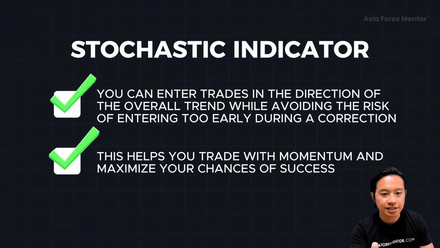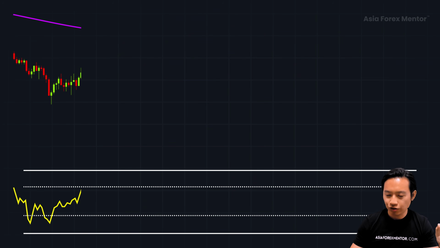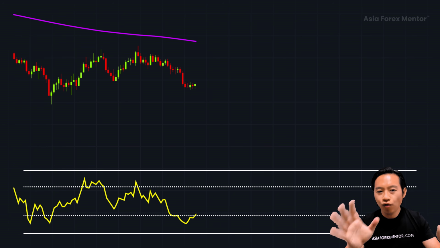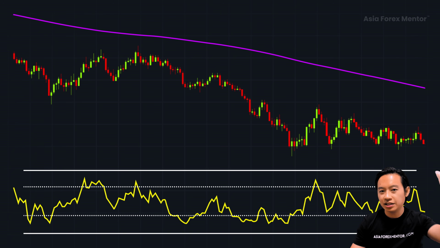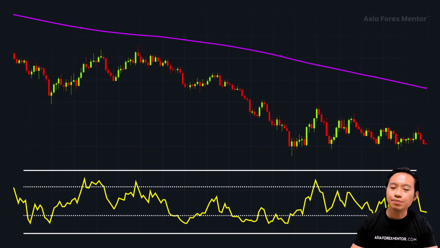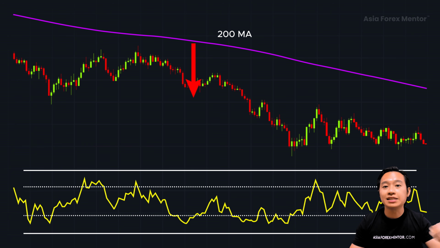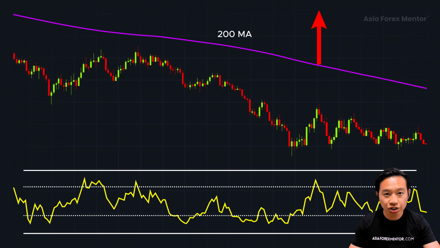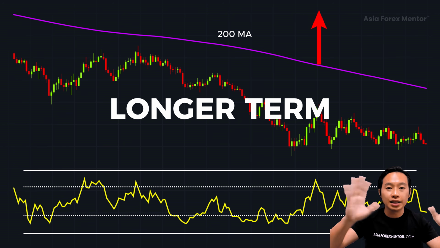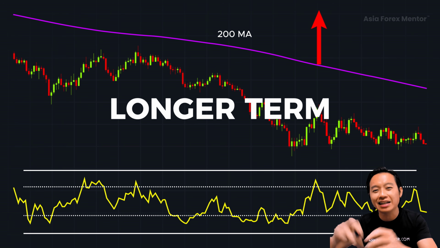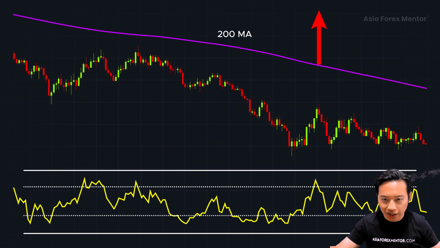So here, take a look at this example. The market is in a downtrend. Why? The overall long-term trend is down because, if you see this line over here, price is below the 200 period moving average. On the other hand, if price is above the 200 moving average, you would consider the overall longer term trend to be up. Obviously inside there are ups and downs, but we are talking about the longer term.